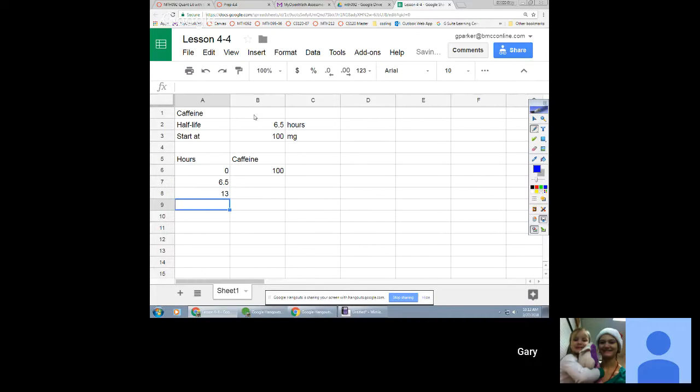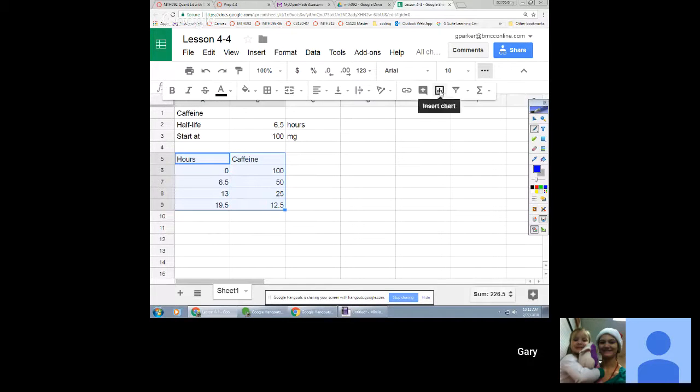I can even go one more. Let's see, what would that be? 6 and 3 is 9, so it's 19.5. I'm going to keep cutting in half. So I'm just going to take the number above and multiply by 0.5, and I can just fill that down. Remember, we can have the computer graph these, so I could make a chart here.